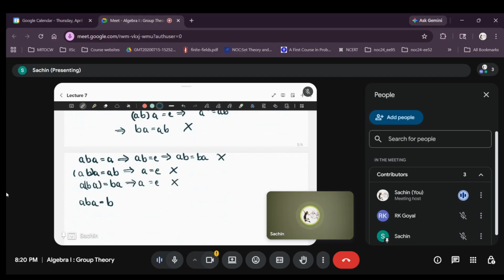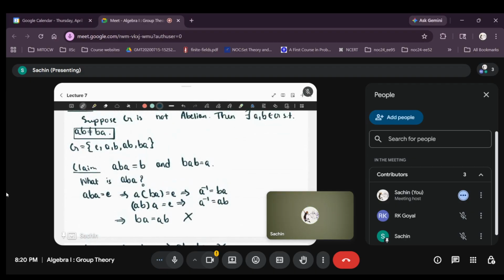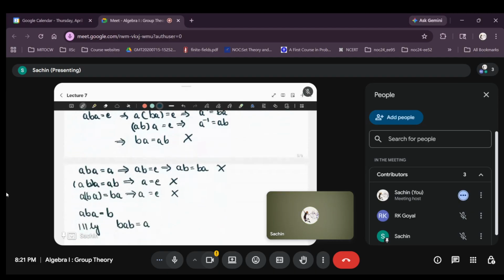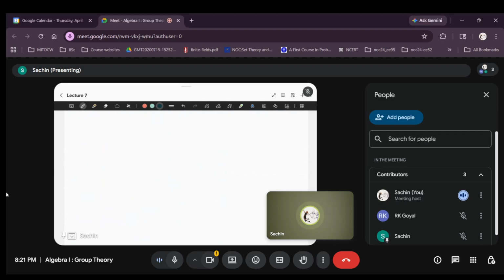Same type of argument you can use. Similarly, you can show that BAB must be equal to A. Just by using closure, BAB must be one of these elements in the group. If you try out with all other things, with E, B, AB, or BA, you'll get contradictions. Only possibility left would be BAB is equal to A. Now we have ABA is equal to B and BAB is equal to A. Using that, we make another claim.